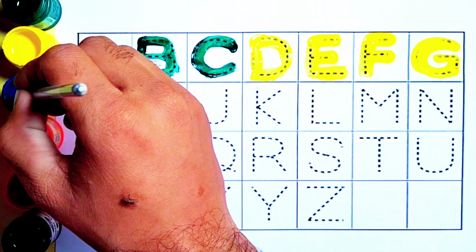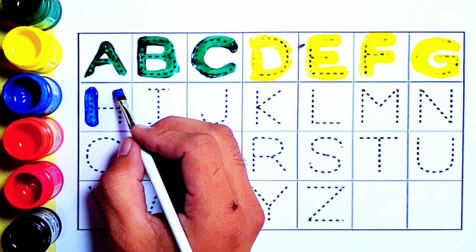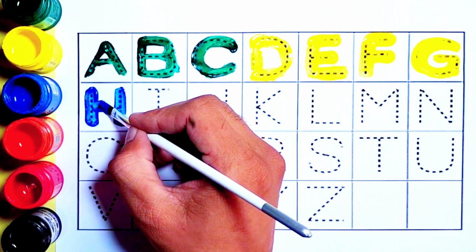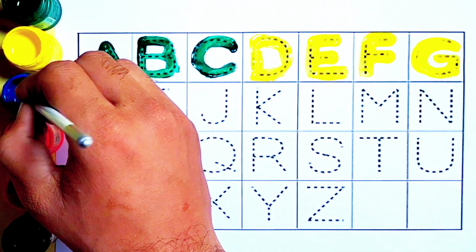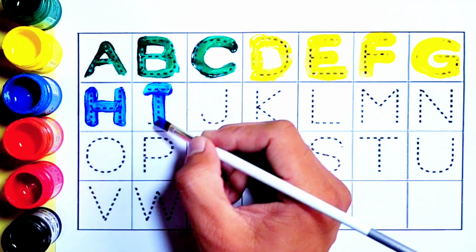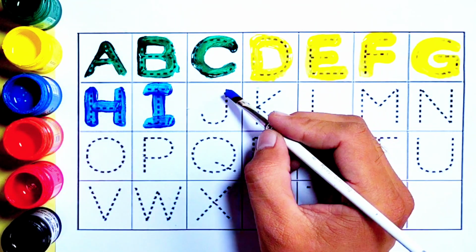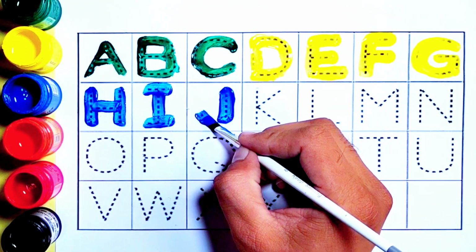Dark blue color. H for horse, I for ink, J for jacket.